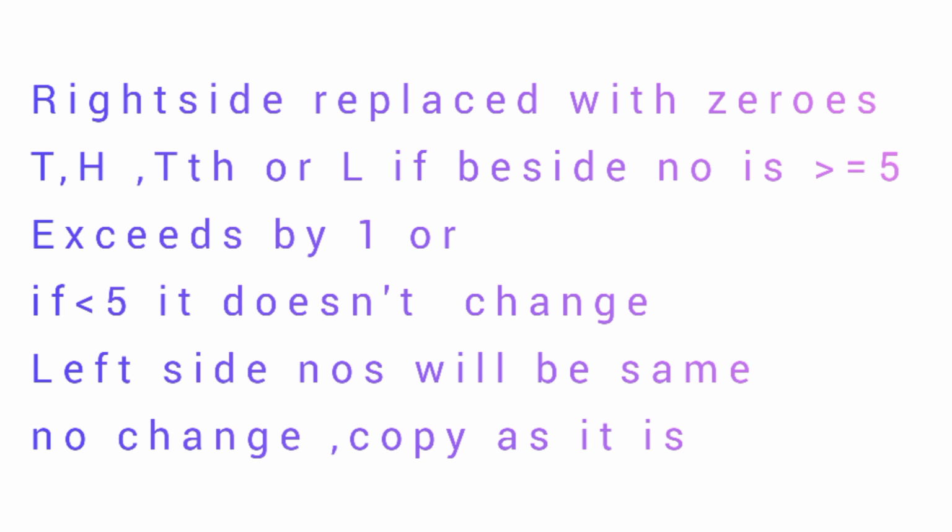And what about the numbers on the left side? They will be the same. That is, we have to copy them as they are. No change in the left side numbers. Only the round off number, whichever we are rounding off, that number only changes. And the numbers on the right side become zeros. Okay? Is it clear, students?